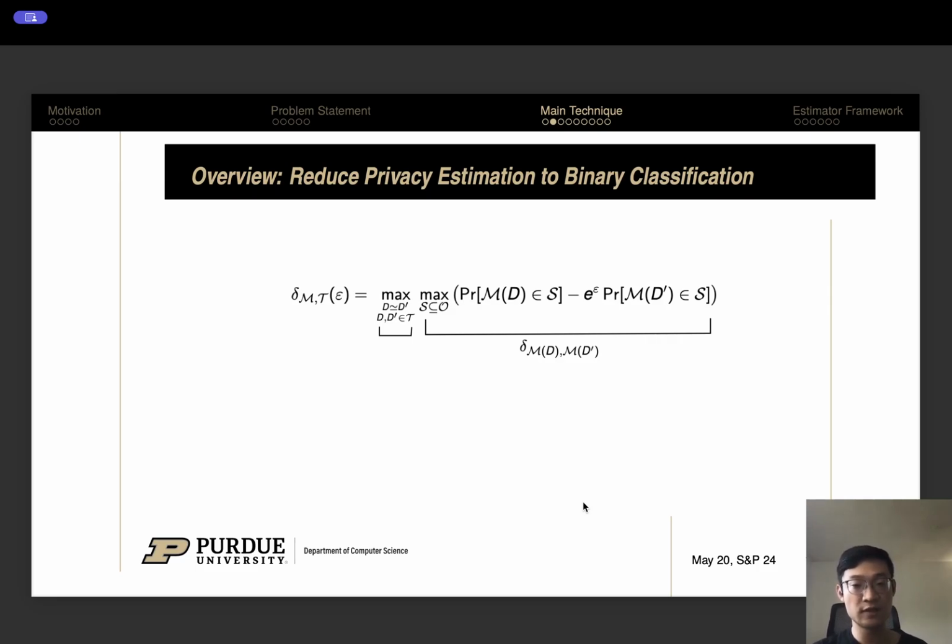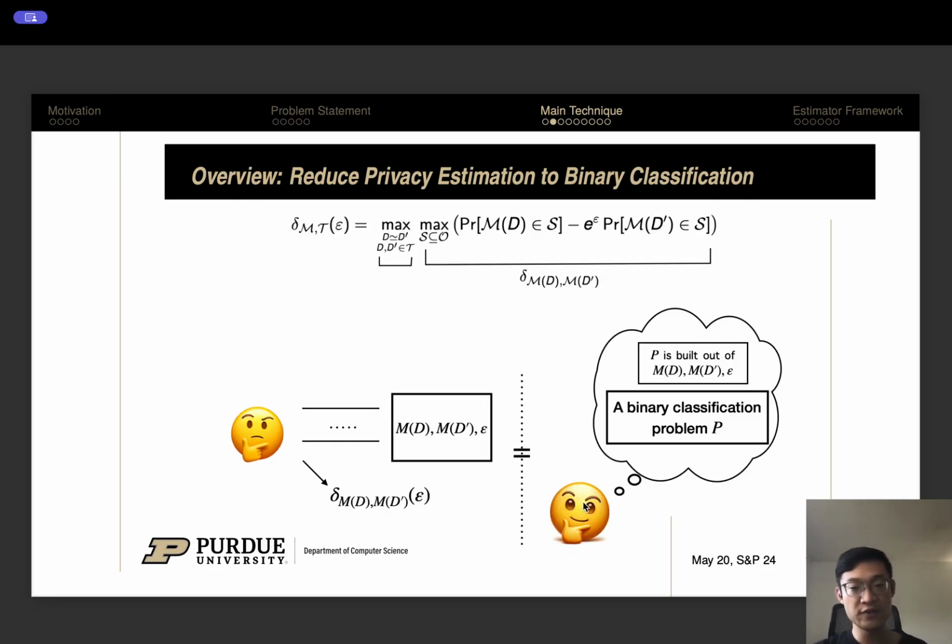we call it the indistinguishability spectrum. Intuitively, it captures the indistinguishability difficulty between a pair of distributions, here M of D and M of D prime. And the outside part, the maximal operation, finds the worst neighboring input pair, which has the largest indistinguishability spectrum. So our main observation is that if there's an algorithm that can compute the indistinguishability spectrum, this algorithm will also be the best algorithm for solving a specific binary classification problem P. Of course, the problem P is carefully designed out of the pair of distributions we want to distinguish.